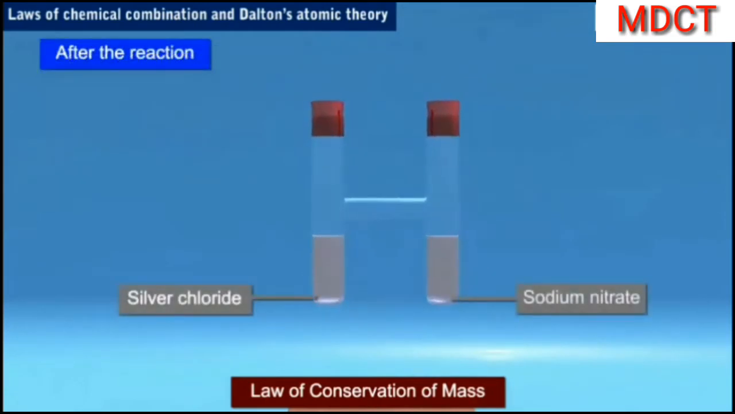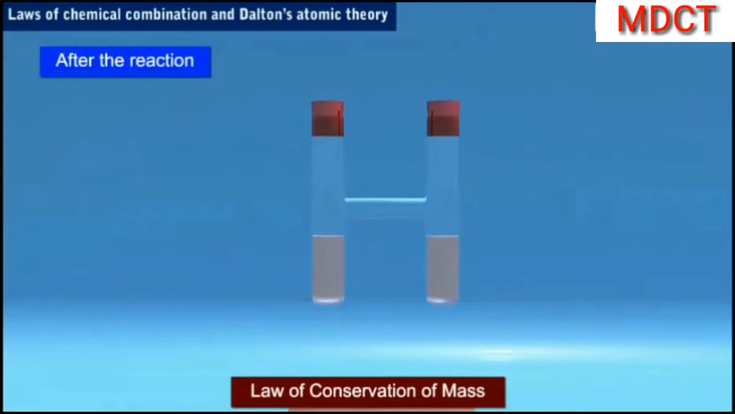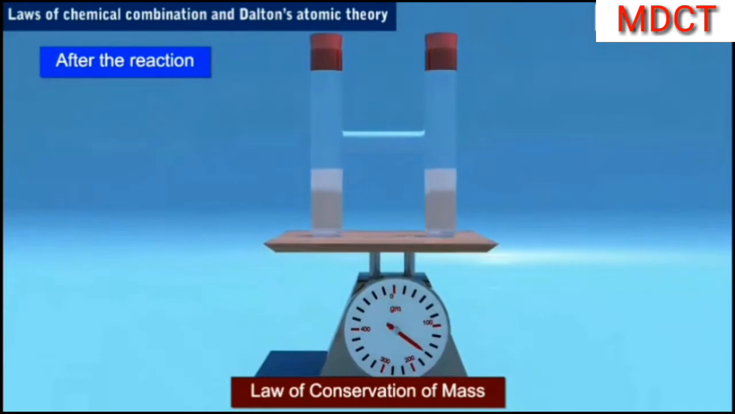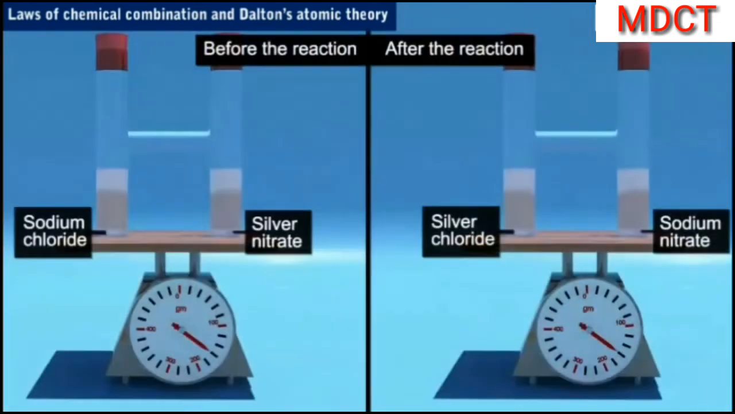Reaction takes place, and we notice that a white precipitate of silver chloride is found in the tube along with sodium nitrate solution. Let's weigh the tube after the reaction. We observe that the weight remains the same.